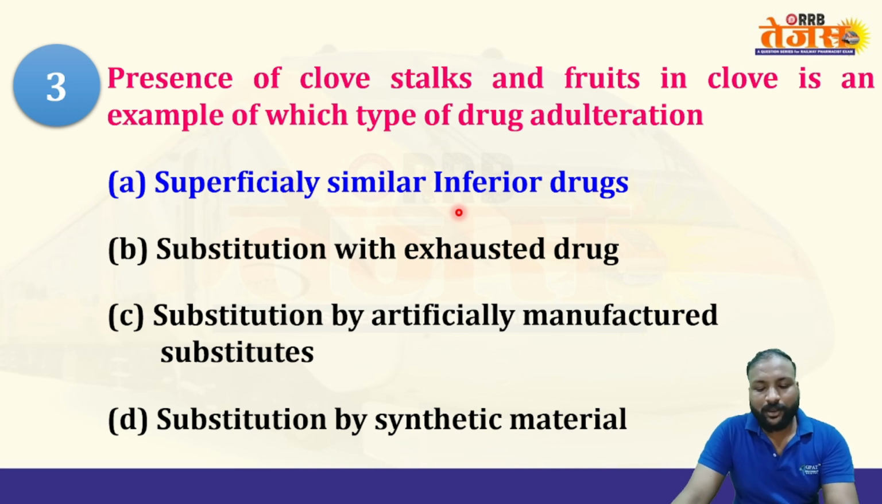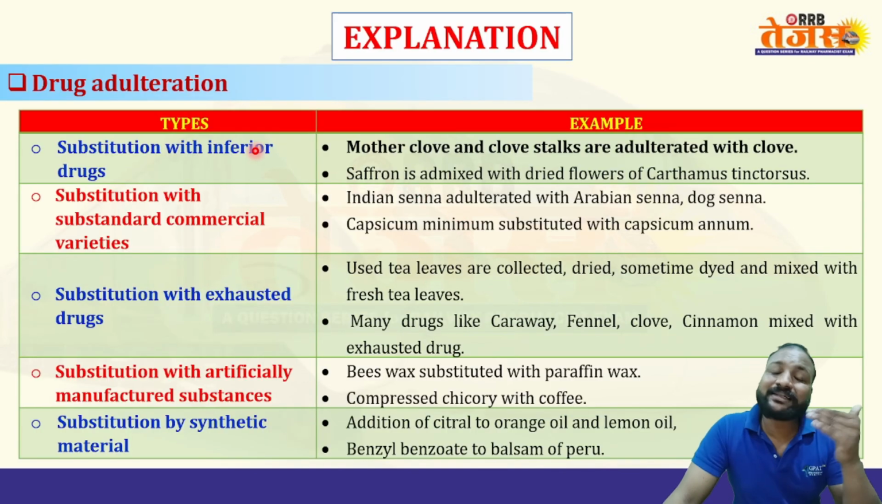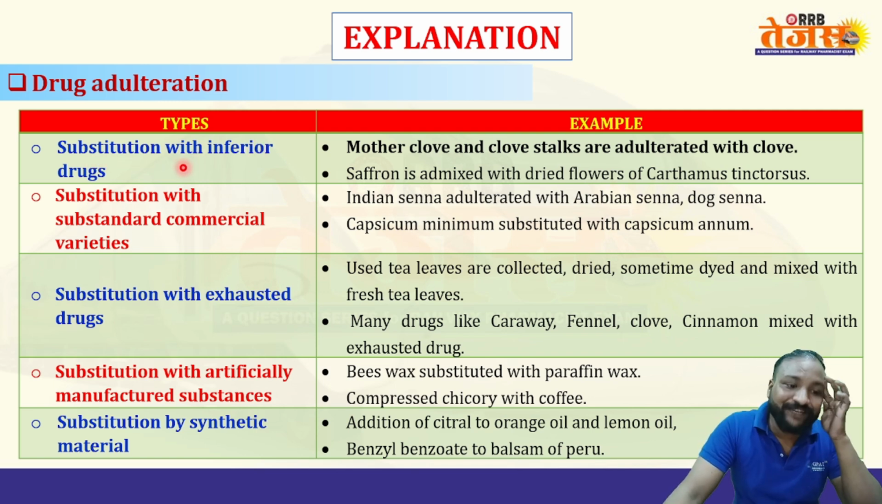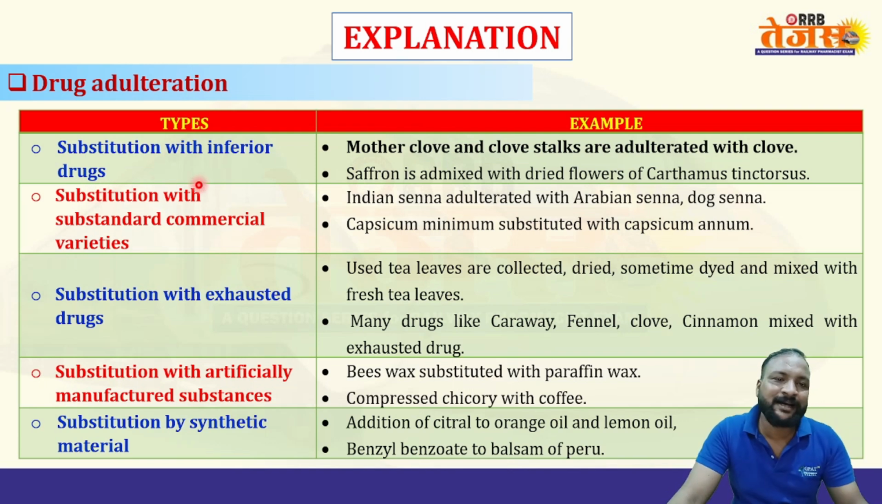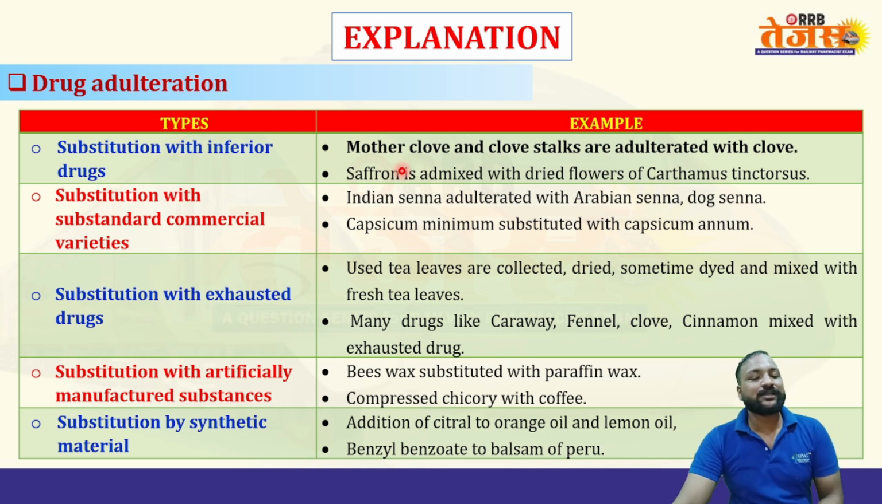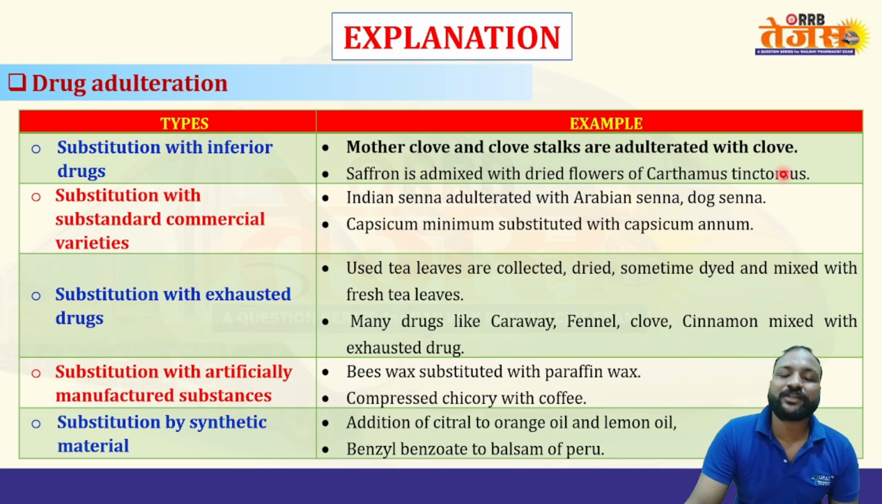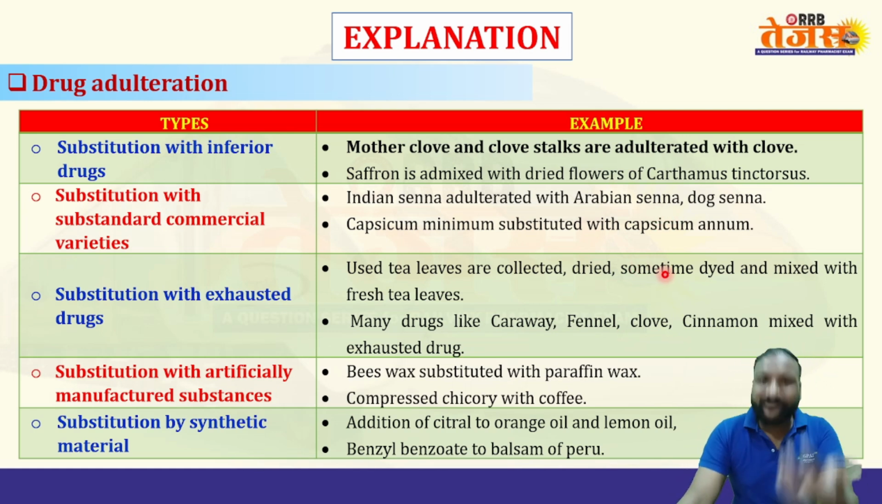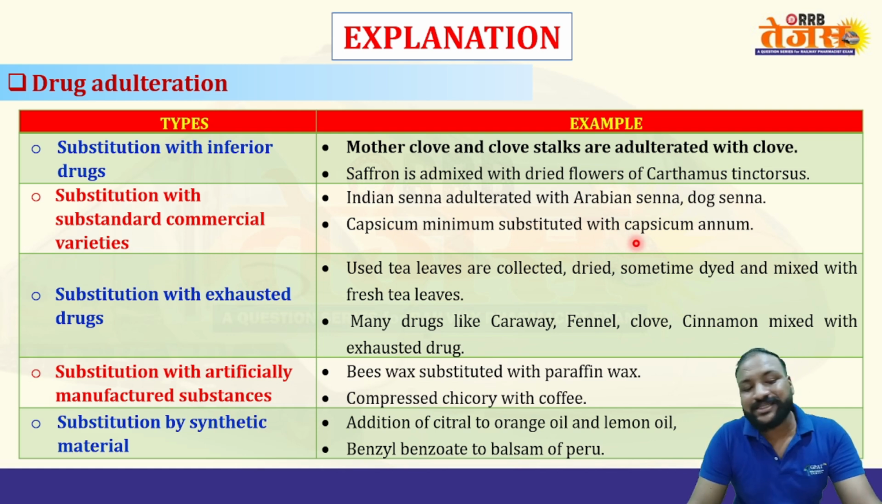Okay. So there are several types of adulterations, and they also had some examples for the substitution with inferior drugs. Inferior means lesser quality drugs, or impaired drugs, or low quality drugs. So that comes under the substitution with inferior drugs. The mother clove and the clove stalks are adulterated with clove. So this is an example for the substitution with inferior quality drugs. Whereas substitution with substandard commercial varieties, Indian senna adulterated with Arabian and dog senna, that's an example. Okay, substandard commercial varieties, and capsicum minimum substituted with capsicum annum.